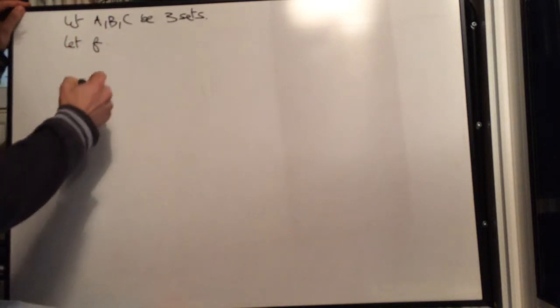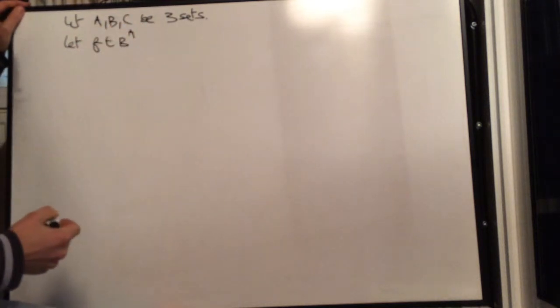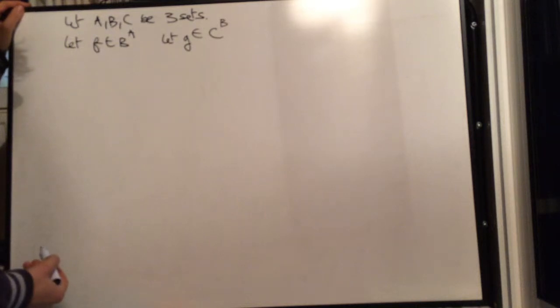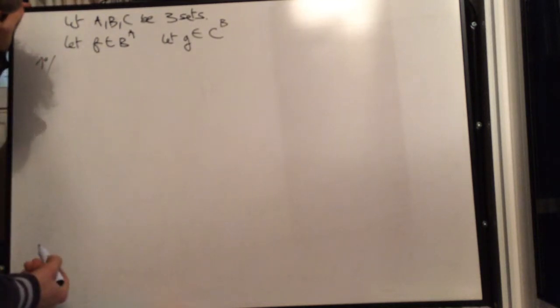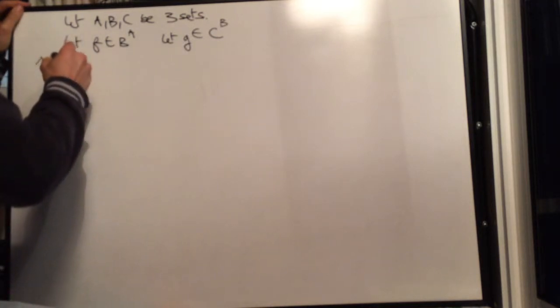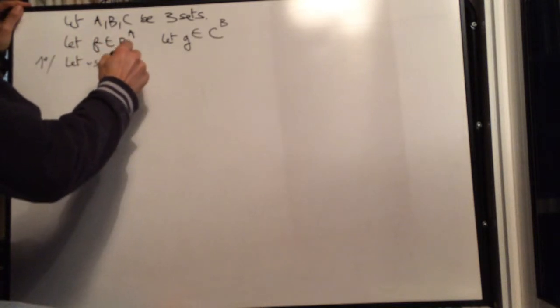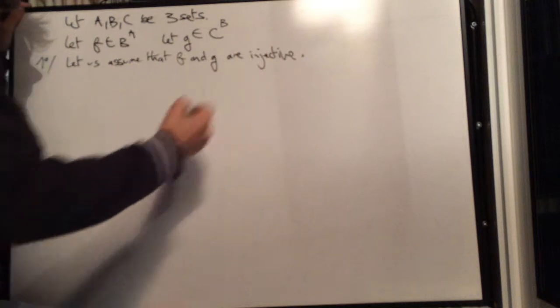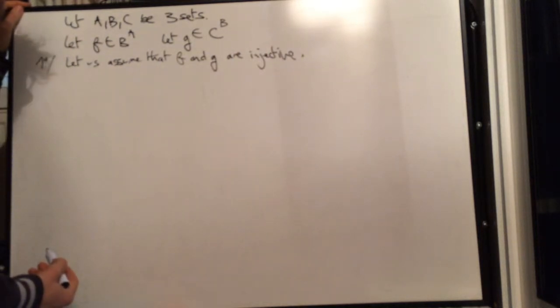So let A, B, C be three sets. Let f be an element of B to the power of A, I mean f is a mapping from A to B. Let g be an element of C to the power of B, I mean g is a mapping from B to C. And first we are going to assume that f and g are both injective, and we are going to prove that g of f is injective too.